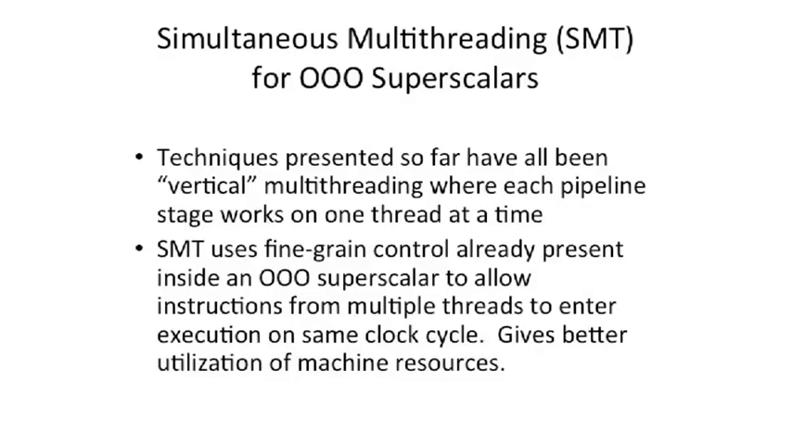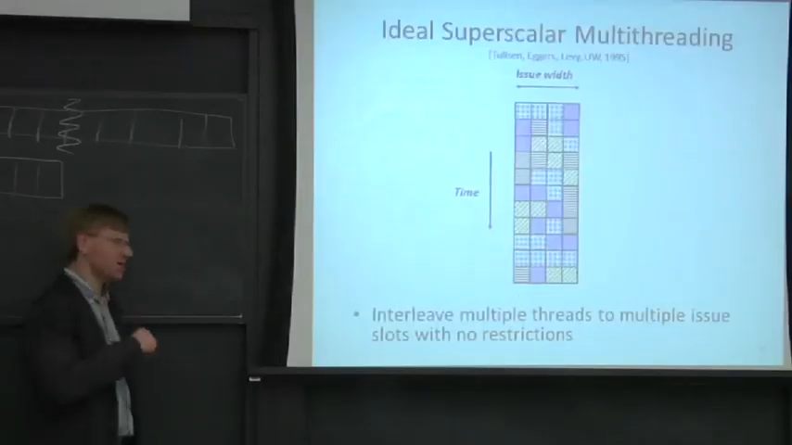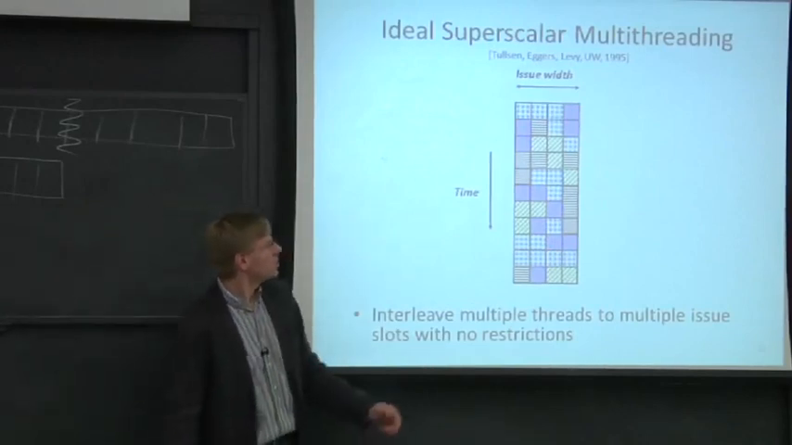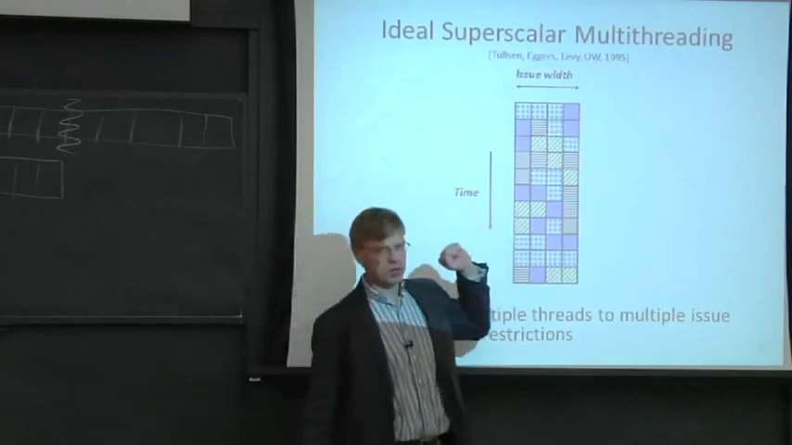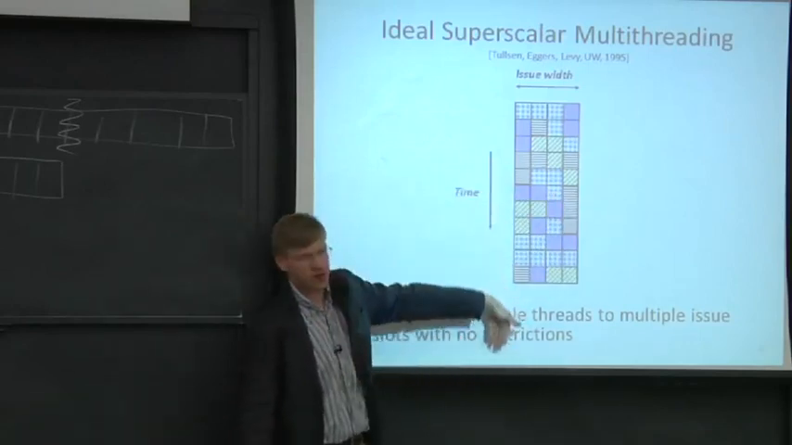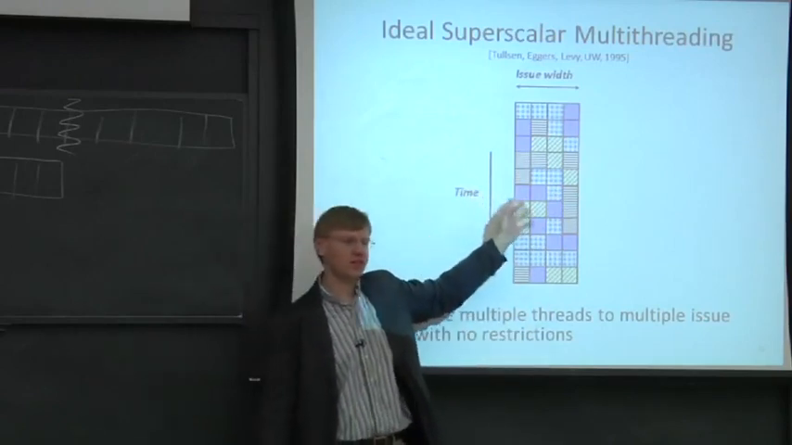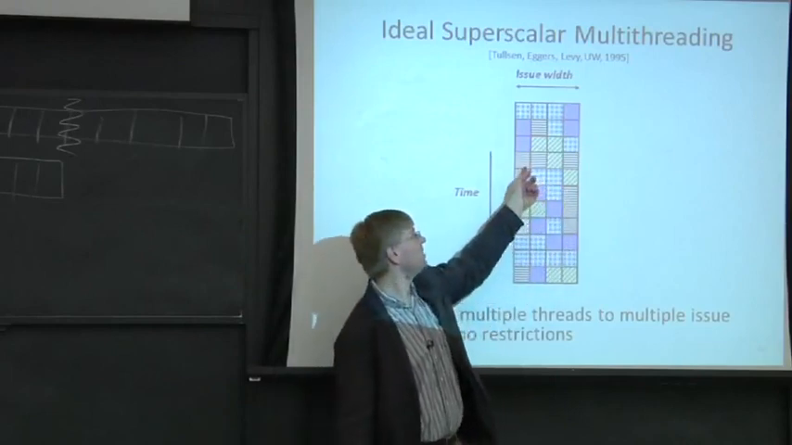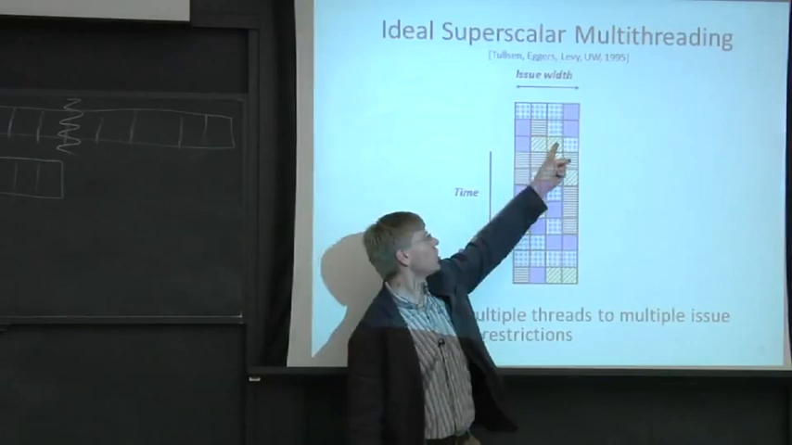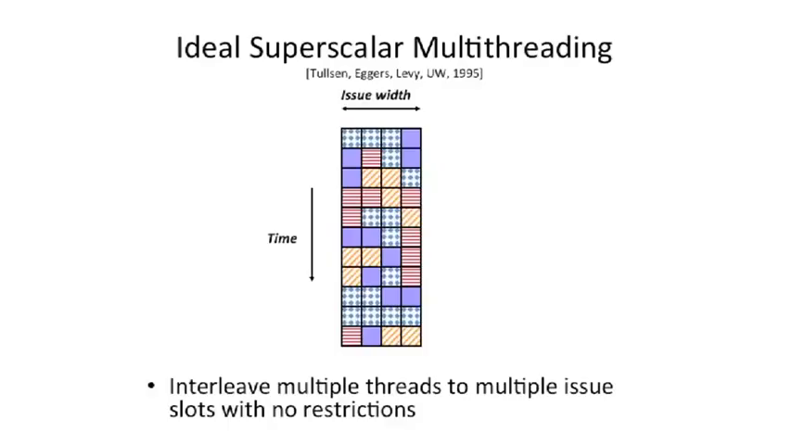Actually, let me start off with a picture of what this looks like. Let's work backwards in the slide deck for a second. So we have a 4-issue processor, and this is our issue width. This is time increasing going down. Each of the different patterns represents a different thread. And the idea in simultaneous multithreading is that you can execute instructions from different threads in different pipelines simultaneously.